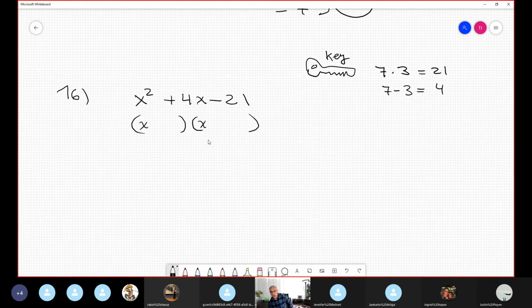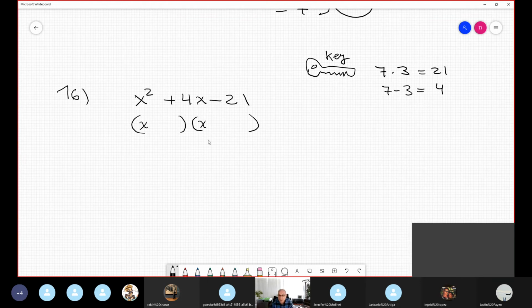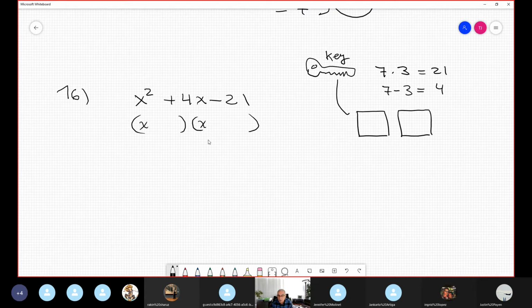Because not always it's plus. It's plus or minus. That's the idea. You need to find two numbers. This is the boxes. When you multiply, they give me 21. And the two boxes again get the same, copy and paste. It's the same. Okay, when you add or subtract, depending on the sign, they give me 4.